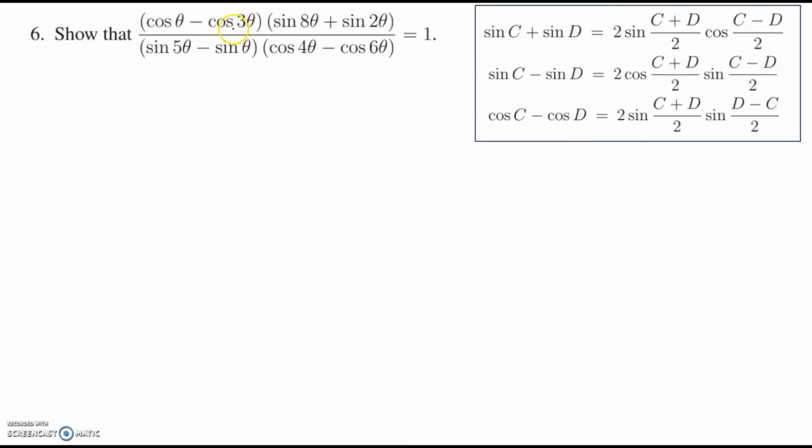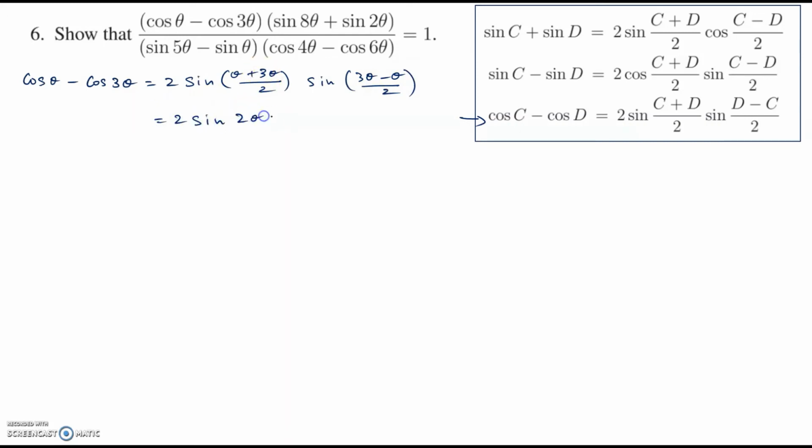So let's take the first expression here in the numerator, which is cos theta minus cos 3 theta. Now we can use this formula here for this, where C will be equal to theta and D will be equal to 3 theta. So this is equal to 2 times sine of (C plus D) divided by 2, which is (theta plus 3 theta) divided by 2, times sine of (D minus C) divided by 2, which is (3 theta minus theta) divided by 2. This will be equal to 2 times sine 2 theta into sine theta.